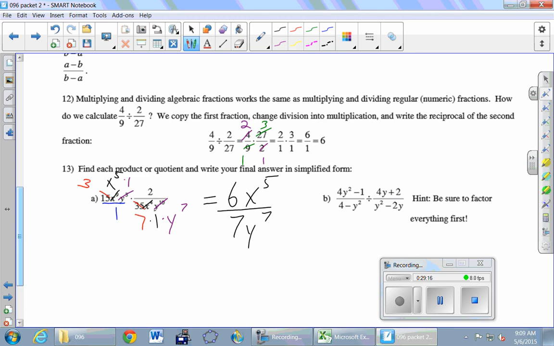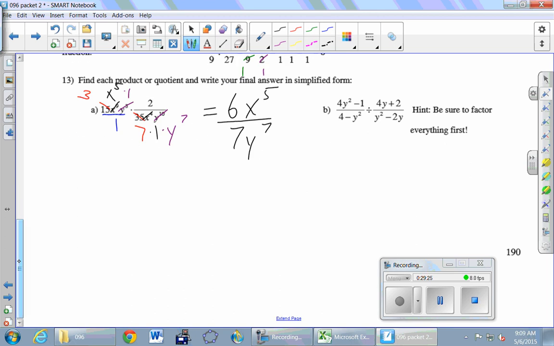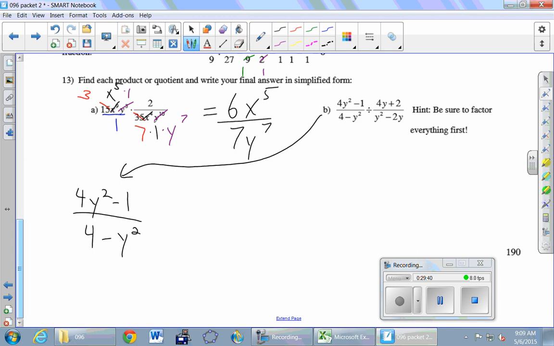Okay, let's take a look at part B, which is a little bit more frightening than part A. So first thing I recognize is this is a division problem. And so I know how to handle a division problem, and that's to turn it into multiplication. So first fraction, copy or flip. Copy the first one, just as it is. Division becomes multiplication. Second fraction, copy or flip. Flip. All right.